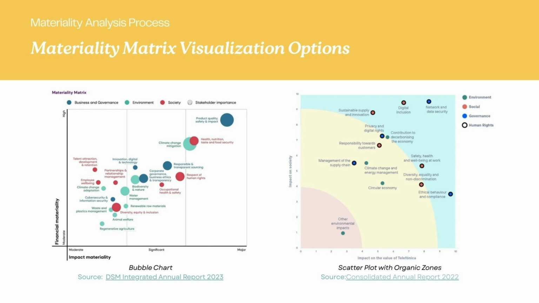On the right, you see a scatter plot with organic zones. Here, topics are still plotted across impact and financial dimensions, but the background zones visually group topics into areas such as emerging, significant, or critical. This format helps communicate not just ranking, but relative urgency, especially for executive audiences. Topics falling into the upper right zone typically demand immediate strategic attention and disclosure.